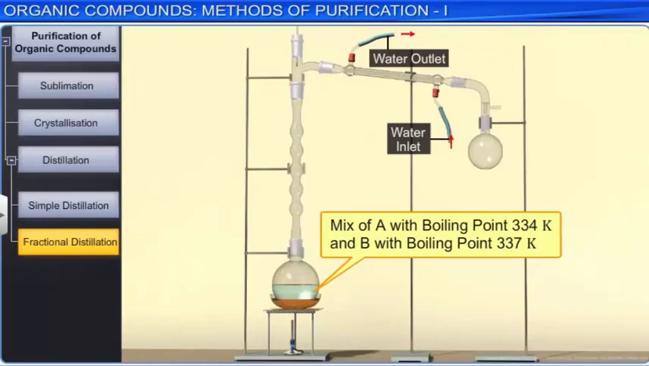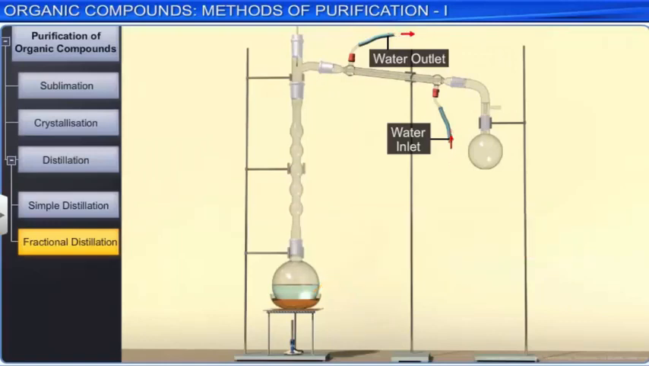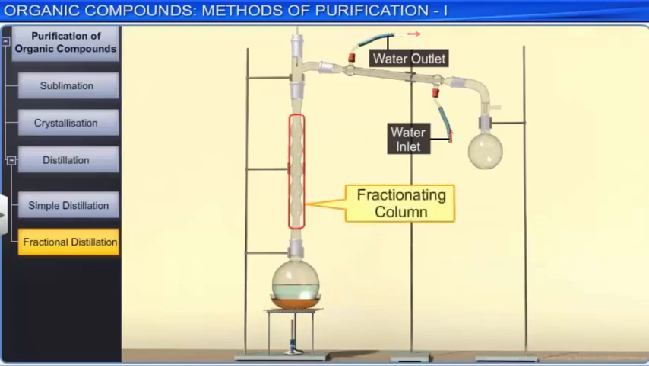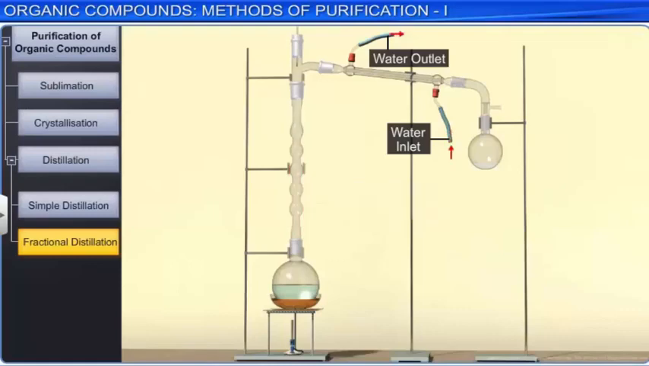In this technique, a fractionating column is fitted over the mouth of the round bottom flask. The purpose of the fractionating column is to increase the area of the cooling surface and to provide hurdles to the ascending vapors. The vapors of a liquid mixture are passed through this column before condensation.